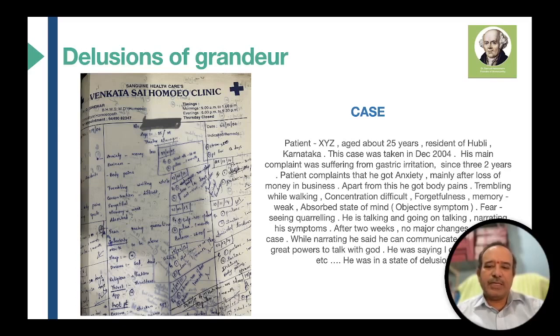He also has fear on seeing people quarreling, and he wants to be alone. He never likes to be in company; company aversion is there. His sleep was normal. In dreams, he said he used to dream of God, and in the dreams he used to see some temples. He also had some religious affections.